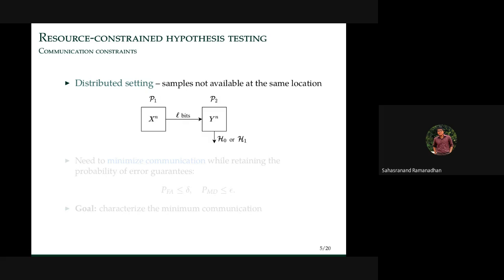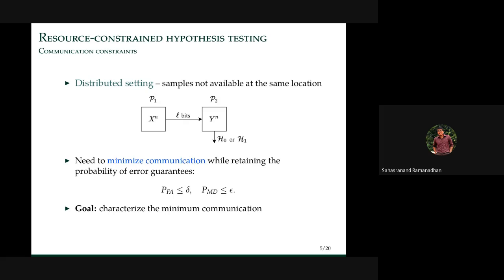So somehow party 1 has to communicate a few bits, say L bits, and using these L bits and his observations, P2 has to declare either H0 or H1. So this is the distributed hypothesis testing setting. We want to minimize the communication while retaining the probability of error guarantees, meaning the false alarm probability less than or equal to delta and misdetection probability being less than or equal to epsilon, which we obtained in the standard setting, that has to be maintained. So what is the minimum communication required to achieve this? That is the question that we are interested in.